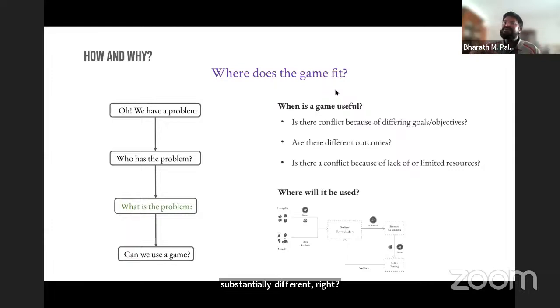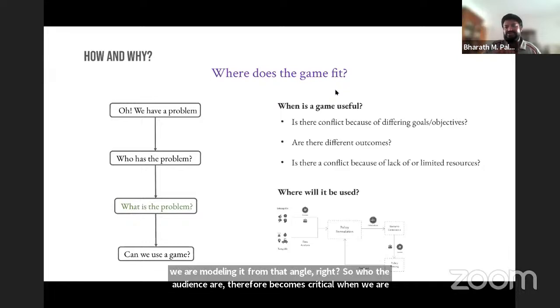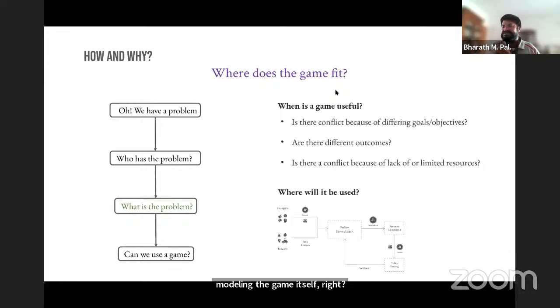So the artists were entering it from that angle, right? So who the audience are, therefore, becomes critical when we are modeling the game itself, right? With obviously different fidelities. The same game with changing the fidelity of the model to a certain extent would have worked well with artists as well. That's one element when it comes to safety.